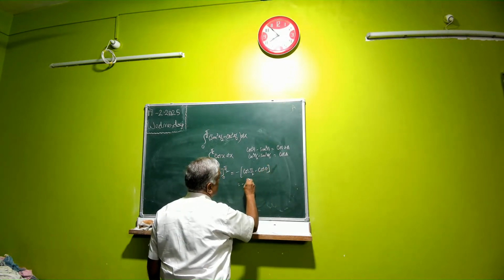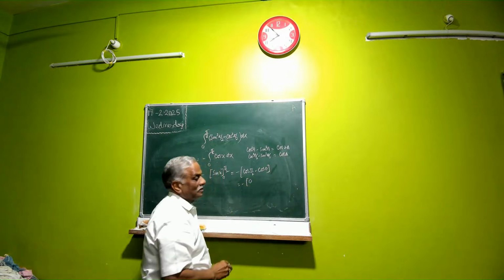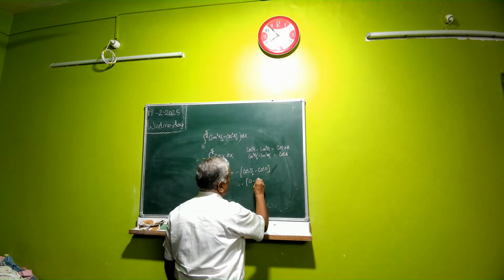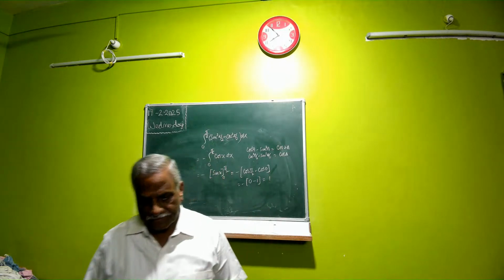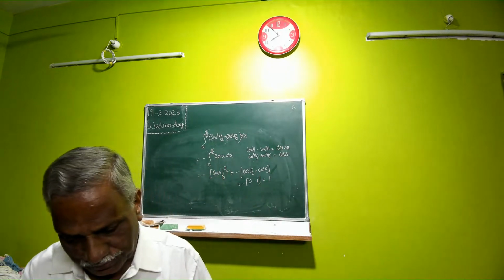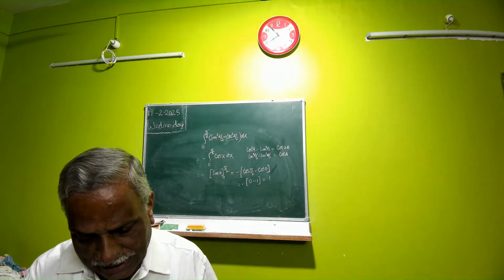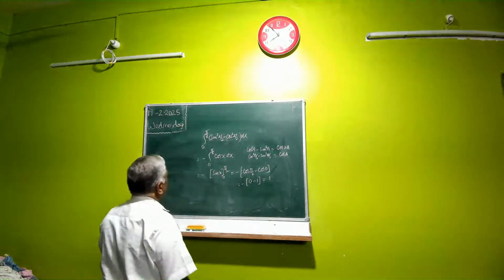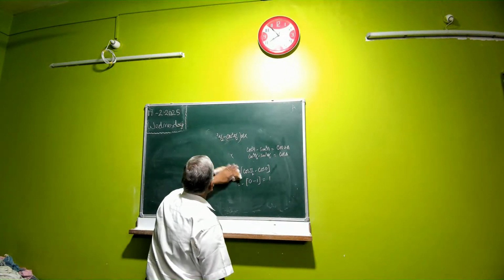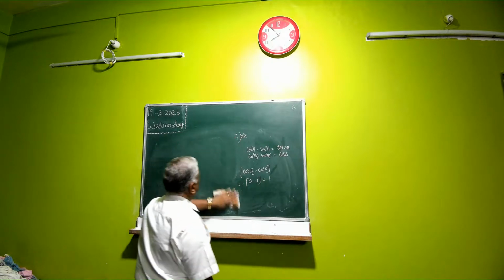minus cos 0. Cos pi by 2 is 0. Cos 0 is minus 1. The answer is plus 1. So with this we shall move on to July 2016 paper. Every year you get 2 questions of 2 marks.